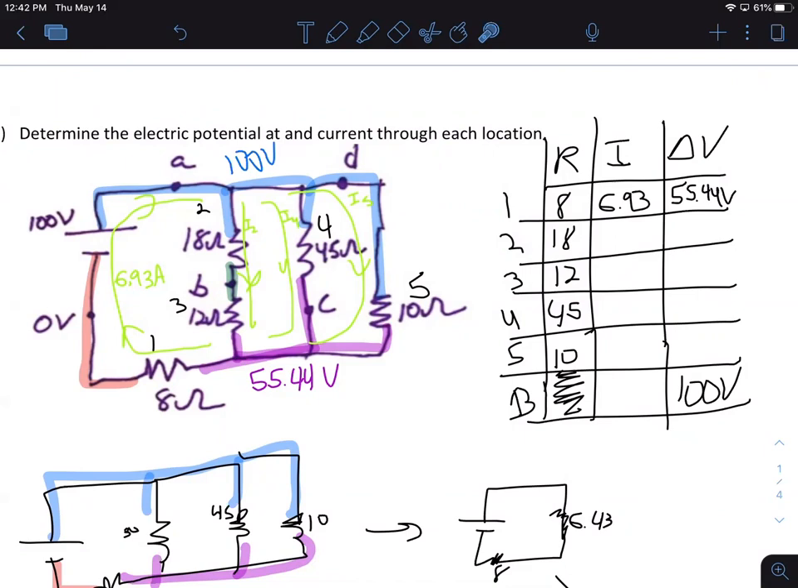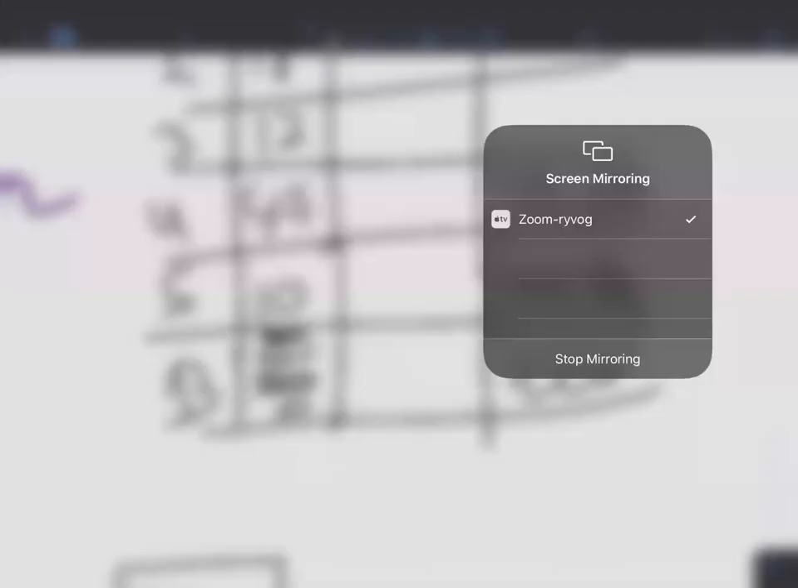And we lost our screen sharing. I don't know why that is happening.